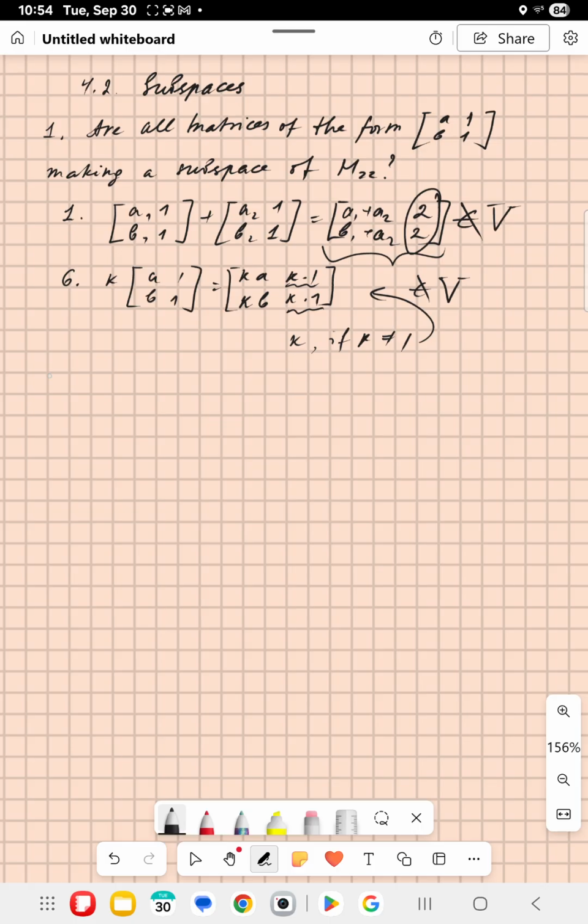Okay? Example number 2. How about these vectors? All vectors of the form [a, 0, b, 0], kind of similar, just the difference is zeros instead of ones, right? Are they making a subspace of R4? R4 are all four-dimensional vectors. Are they making a subspace?